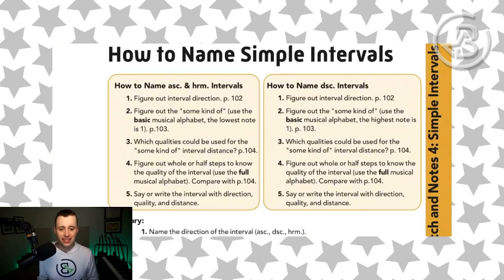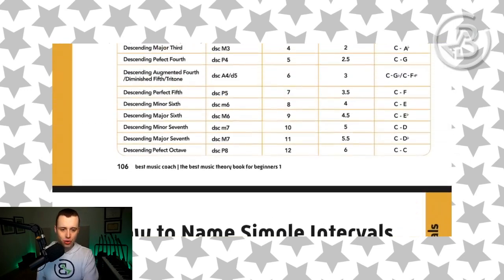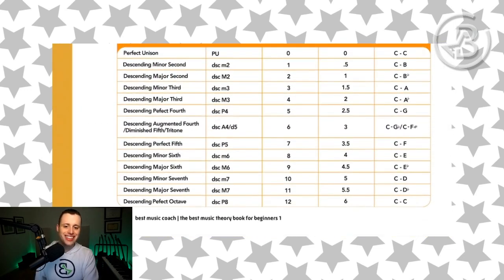And then to name descending intervals, first you figure out the interval direction. You label or say the interval direction. That's the easy part, descending. Then you figure out your some kind of interval going backwards down the basic musical alphabet. And then you're going to think, which qualities could be used for this type of interval? Then you're going to figure out the half steps from the highest note to the lowest note and compare that with page 106 right up here to see the exact quality of the interval.